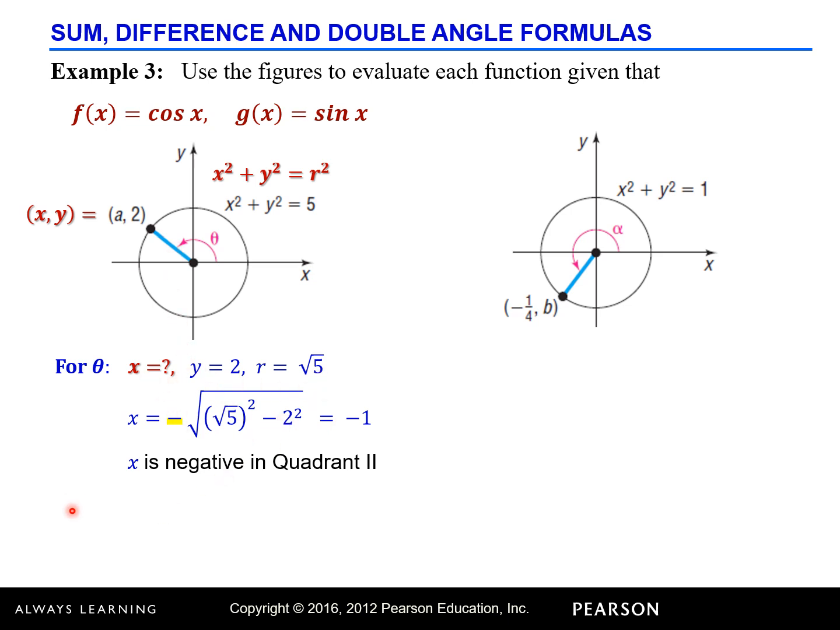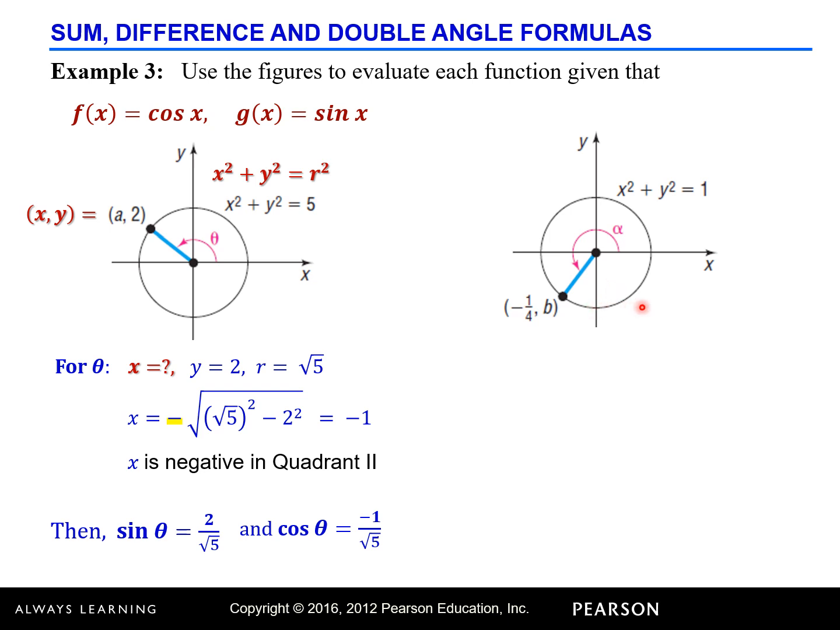So we can find the sine theta, which is equal to y over r, or 2 over square root of 5, and the value of cosine theta, which is x over r, or negative 1 over square root of 5. So we will not simplify this because this is not yet the function that we're looking for. We will just substitute this in the unknown expression. So this is for theta. Now, let's move to alpha.